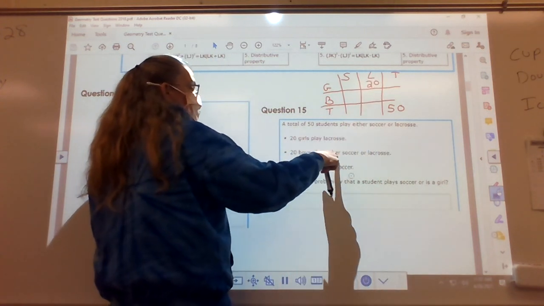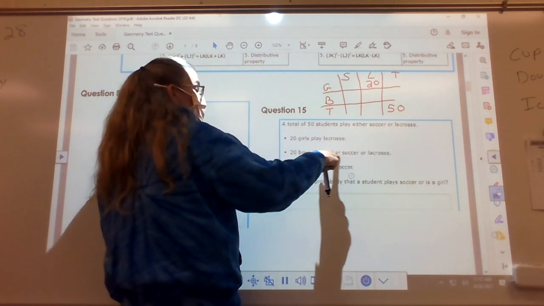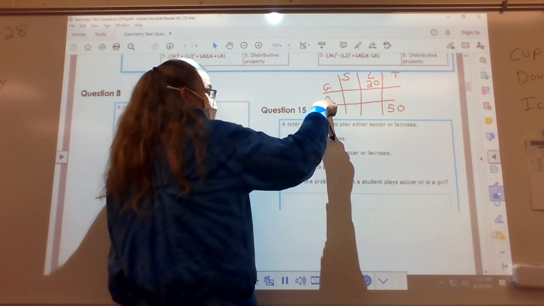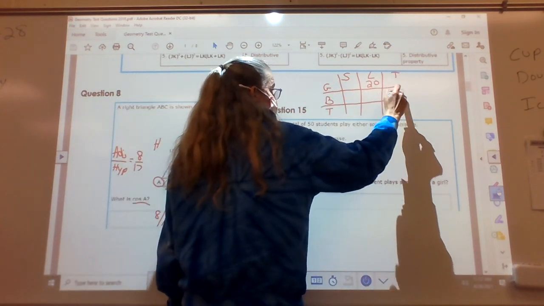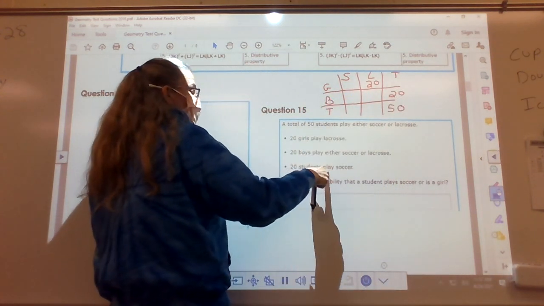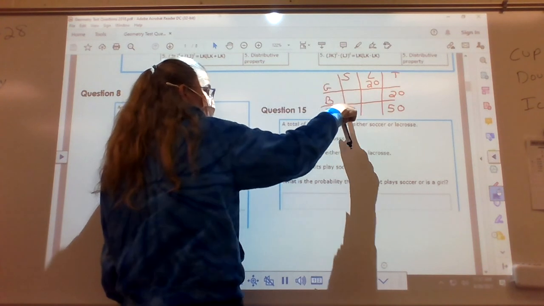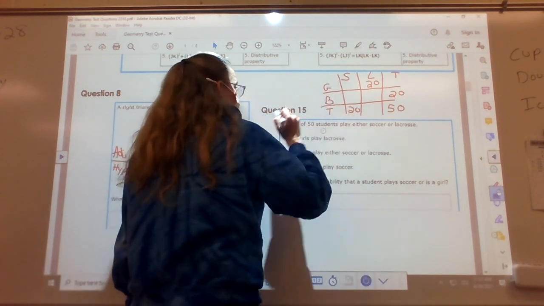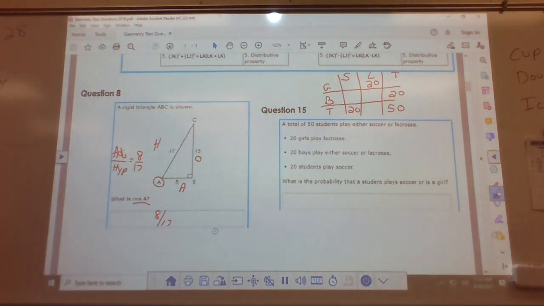20 boys played either soccer or lacrosse. So that's the total number of boys they talked to. So boy total was 20. 20 students played soccer. So soccer total 20. So those are all the numbers they gave us.